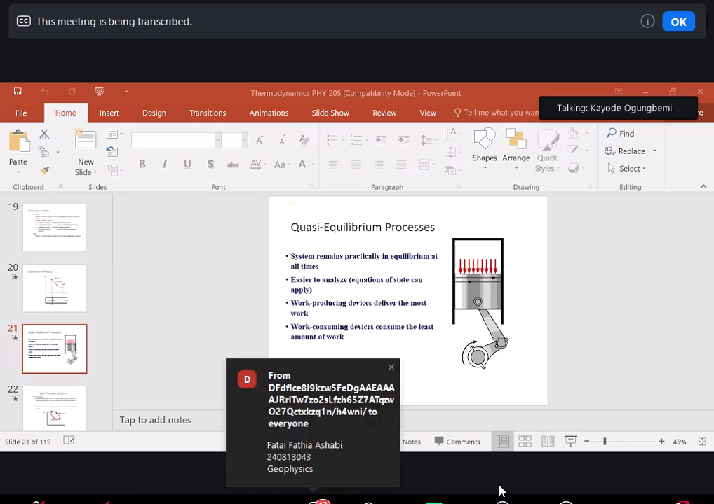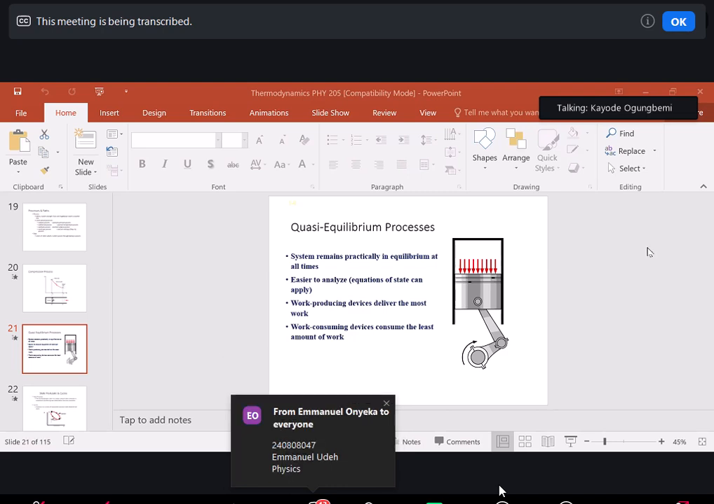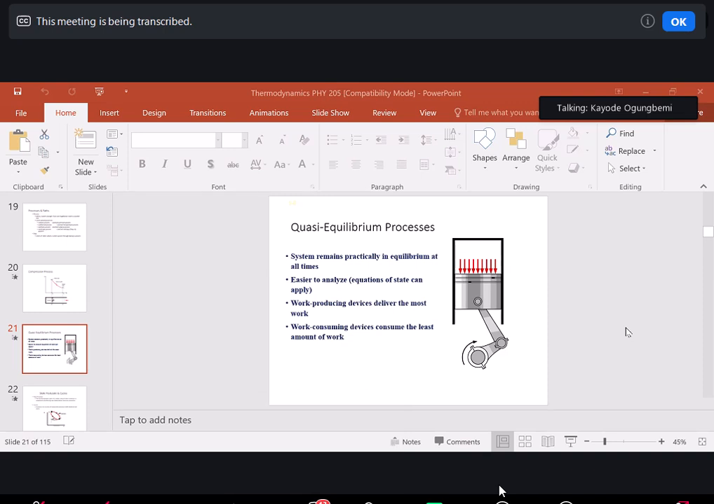So as I was saying, since the system wants to remain in equilibrium at all times, it is easier to analyze any system using an equation of state. Work produced by a system can be calculated, and work consumed or work input to a system we can also calculate with the help of the equation of state. By the time we get to that, we will all see.